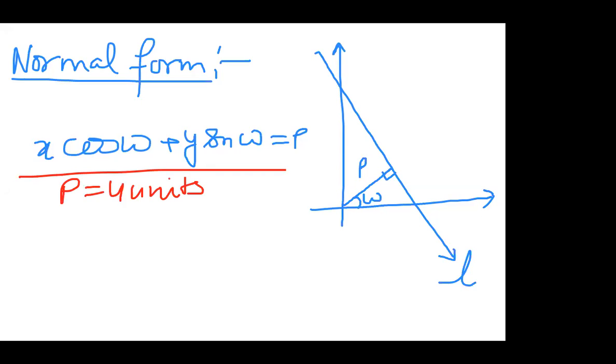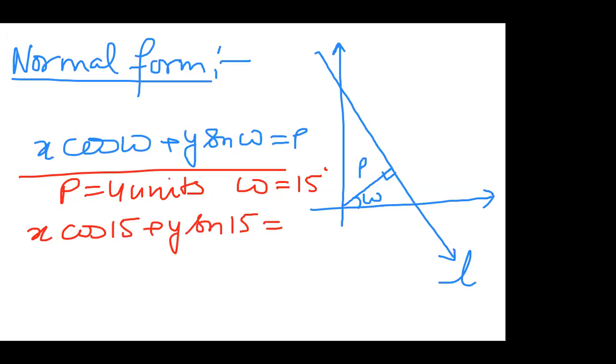Like, a question is given on this topic: the perpendicular distance p is 4 units and it is making an angle omega equal to 15 degrees. So this we are going to do. Now how to calculate the 15 degree value will also be a task. It is from trigonometry, but first of all, let me write. It will be x cos omega, meaning cos 15 degrees, plus y sin omega, meaning sin 15 degrees, equals p, and p is 4 units. So this will be the equation. Now it is our task to calculate the sin 15 and cos 15 values.